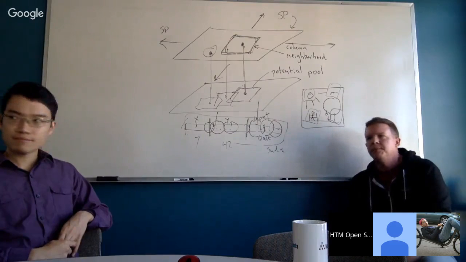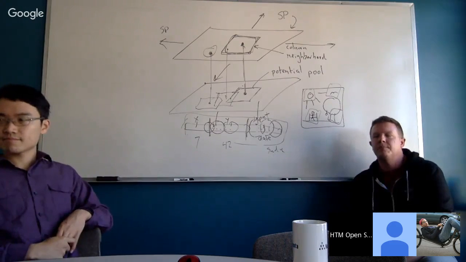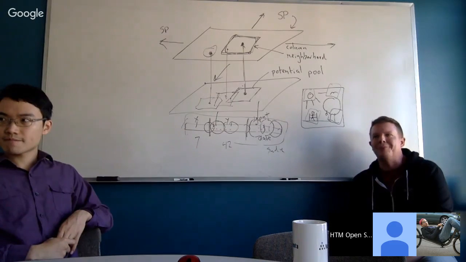And Cortical.io is another example. They take words, where you don't think there's any topology, and they translate them into a 2D semantic space. Where the topology is important.